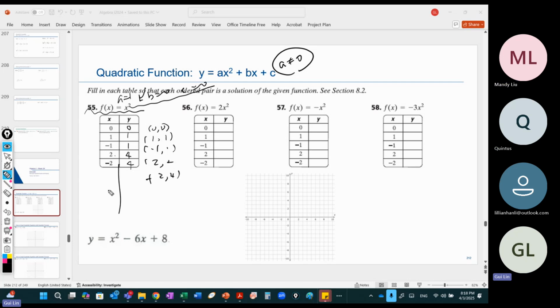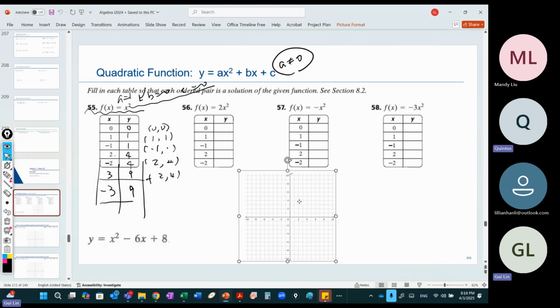We can also add some more here. What about 3? 9. What about -3? 9 also. All right, let's graph this together.